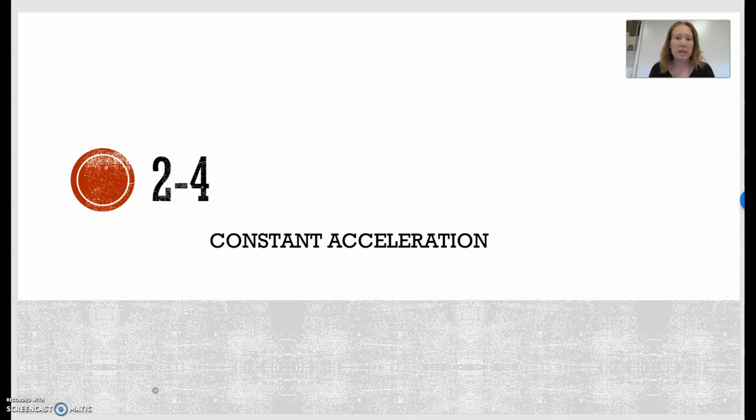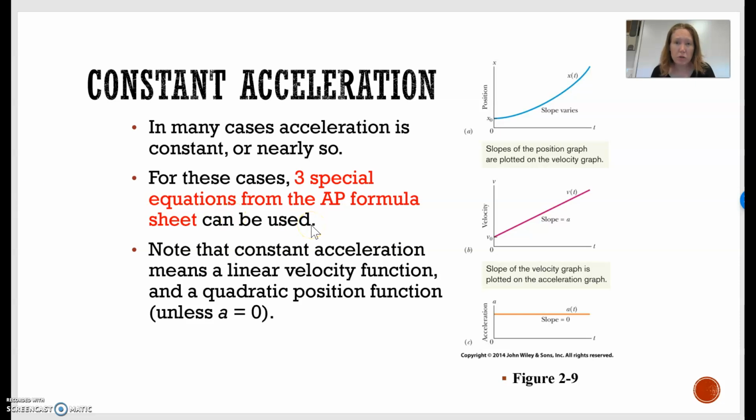Okay, you just read and took notes on 2-4. So let's talk about some of the specifics, especially for the AP test related to constant acceleration. And just a reminder how this relates to the graphs. We're talking about situations where the position time graph is quadratic, the velocity time graph is linear, and therefore the acceleration graph is a flat line. Not zero, but a flat line at a positive or negative value that does not change as time goes by.